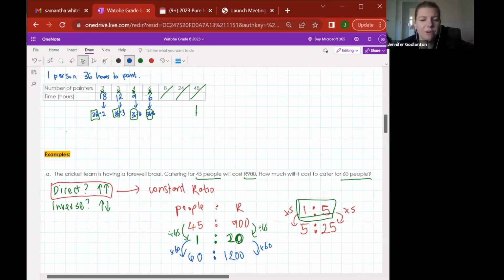So when we're working with direct proportion, we're going to think ratio, and then we're going to think about this. We're going to write down the ratio that they give us. We're going to simplify our ratio, and then we're going to solve for what answer we are wanting of that ratio. Okay.